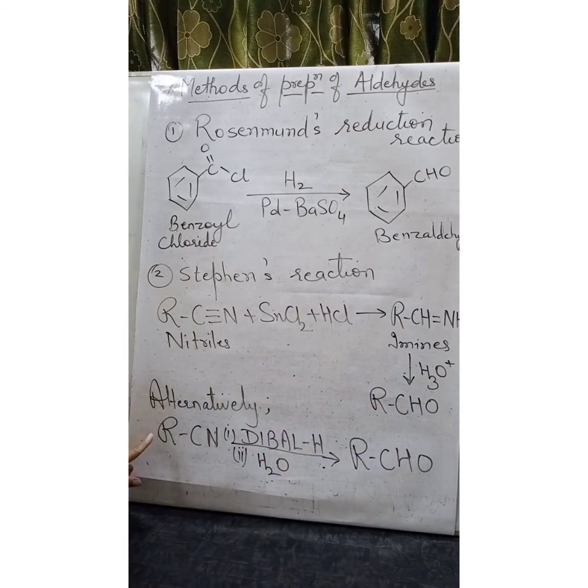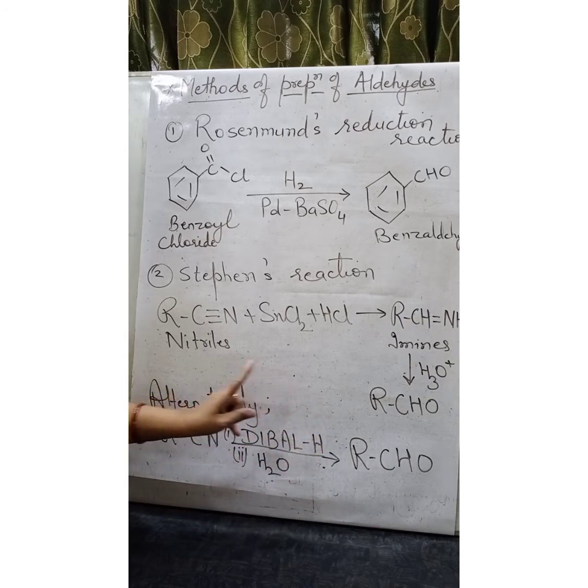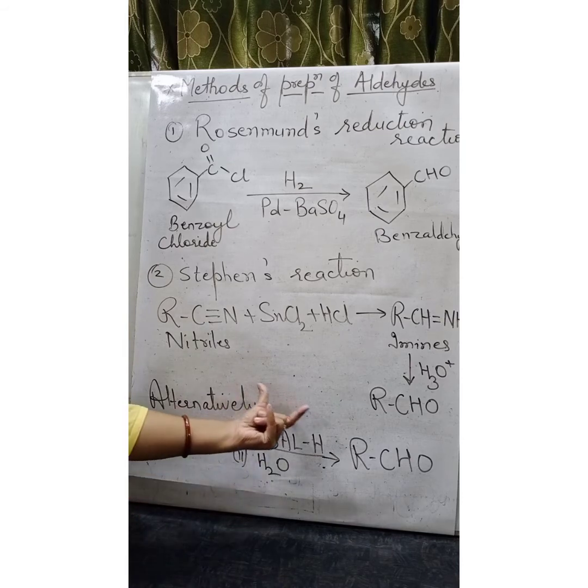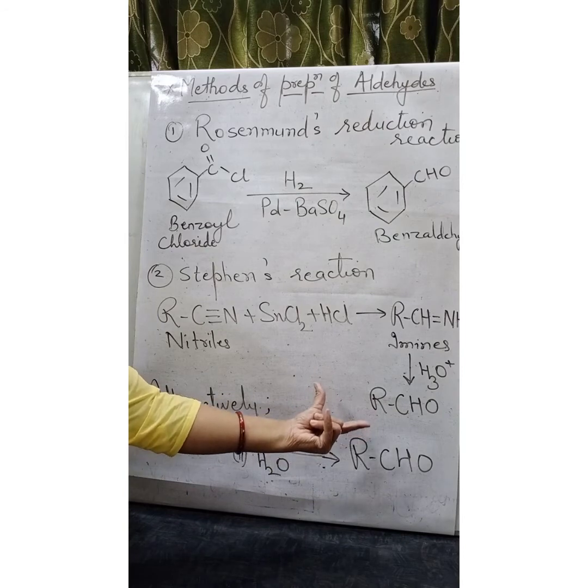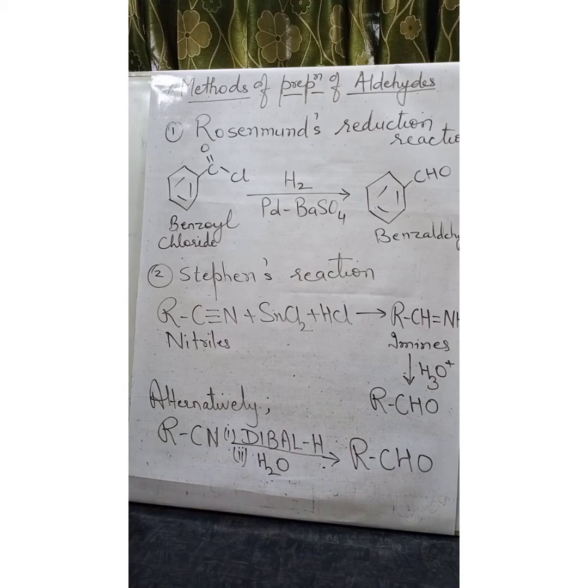Alternatively, nitriles are selectively reduced by DIBAL-H. DIBAL-H stands for diisobutyl aluminium hydride. So DIBAL-H is being used, and these nitriles are selectively reduced to imines, which on hydrolysis give aldehyde. Similarly, esters can also be reduced to aldehydes with DIBAL-H.